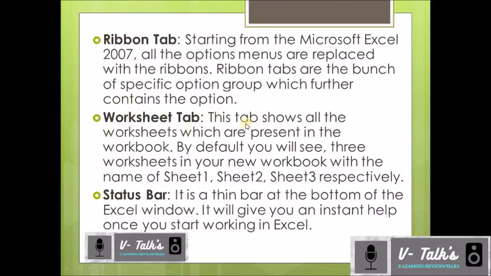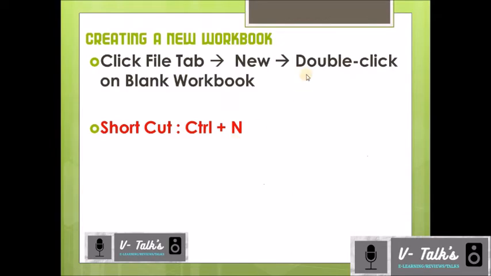Worksheet tab. This tab shows all the worksheets which are present in the workbook. By default, you will see 3 worksheets in your new workbook with the names sheet 1, sheet 2, sheet 3 respectively. Already explained that. Status bar. It is a thin bar at the bottom of the Excel window. It will give you instant help.